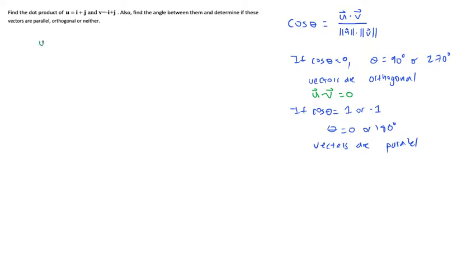So u dot v in this case: u is equal to i plus j, and v is equal to negative i plus j. To find the dot product, we get 1 times negative 1, which is negative 1, plus 1 times 1. Add these together. Oh, look at that, we get 0. So we don't even need to complete this formula. The dot product is 0. That's the numerator. Doesn't matter what the denominator is. We know that cosine of theta equals 0, so these vectors will be orthogonal.